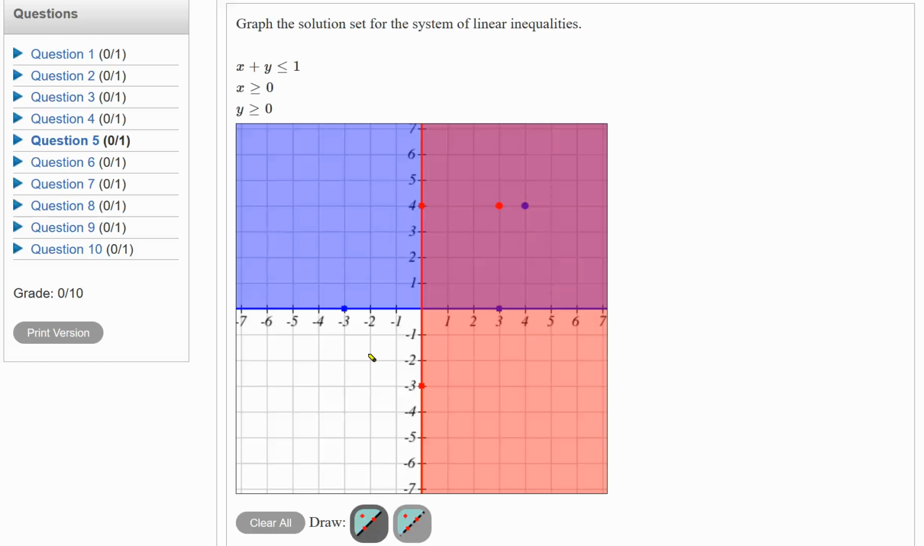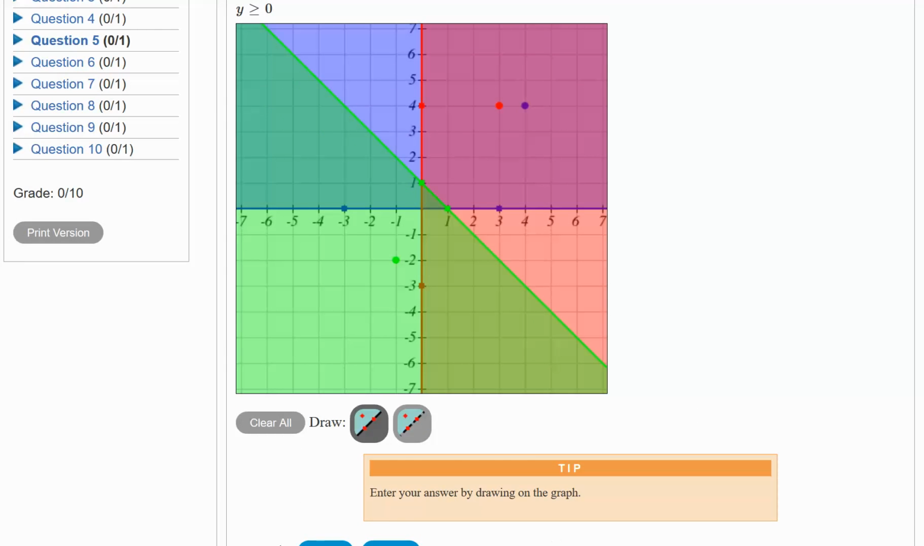And again, one more line. It's going to be my x plus y less than or equal to 1. So there's my 2 points here. Doesn't really matter where you go. And then I'm going to shade down. So again, the one that's shaded all 3 times is this little triangle right here. All right, with that, let's see if I am correct.